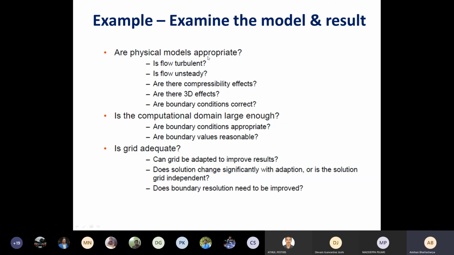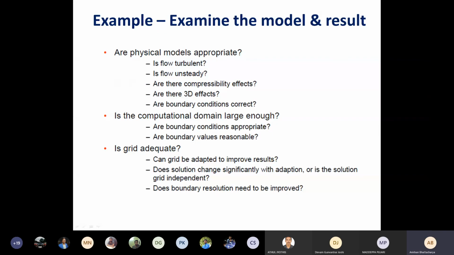So are the physical models appropriate? Whether we have used the correct model? Is the flow turbulent? If it is turbulent, whether the turbulence is very important to consider for us, or whether we can just simplify it assuming that turbulence effect is very less and we can just take it as a laminar flow problem. Is the flow varying with time? Whether the flow is unsteady, whether we have taken the correct equation. Will compressible effects be important?